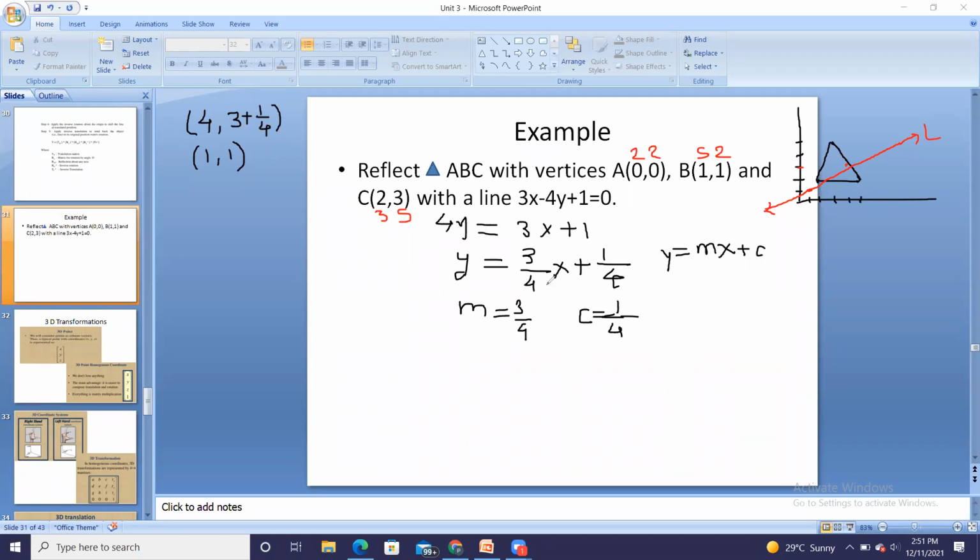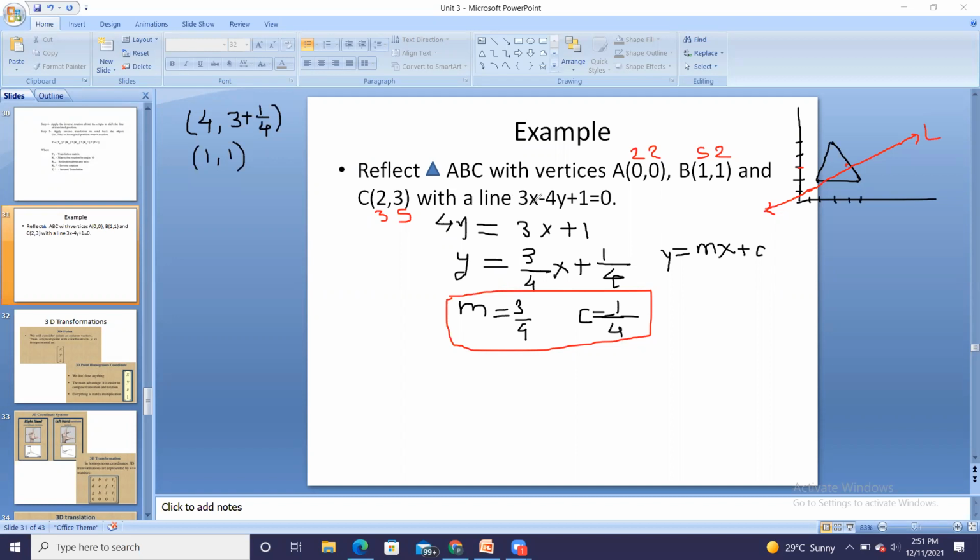M has value 3/4 and C is 1/4. So we have reached this particular conclusion. Now I have got the slope of the line and the intercept also. The slope of the line is 3/4 and the intercept is 1/4.